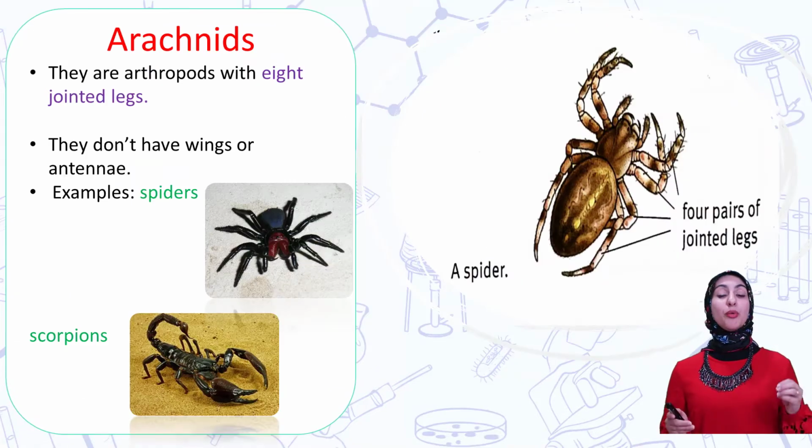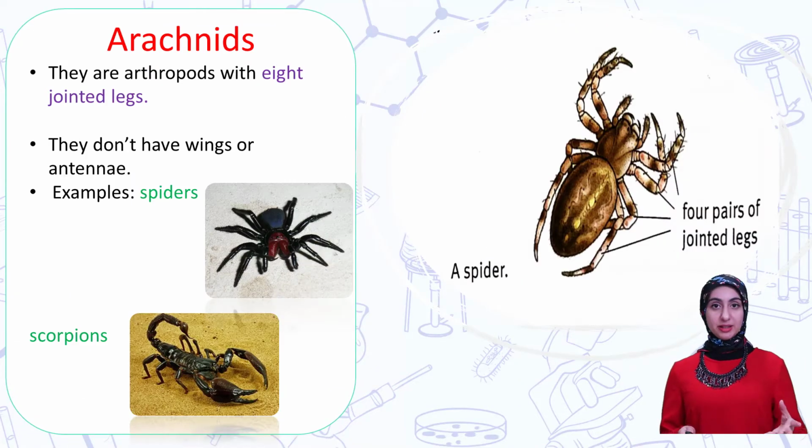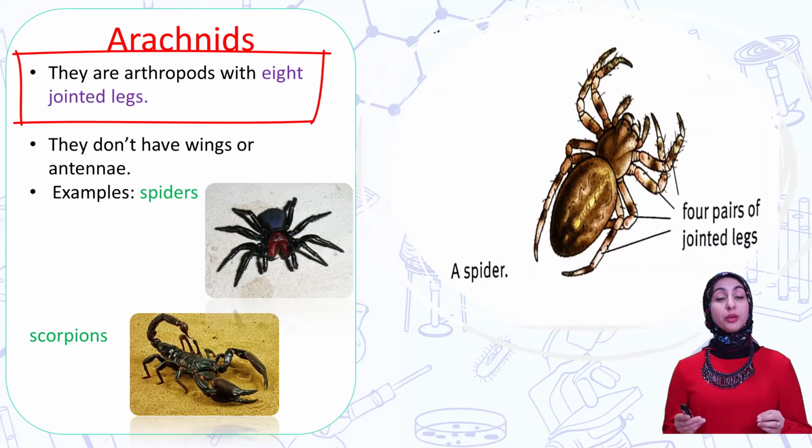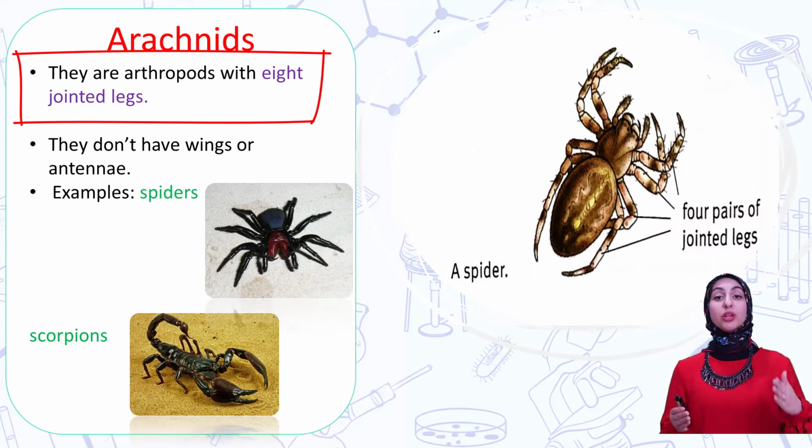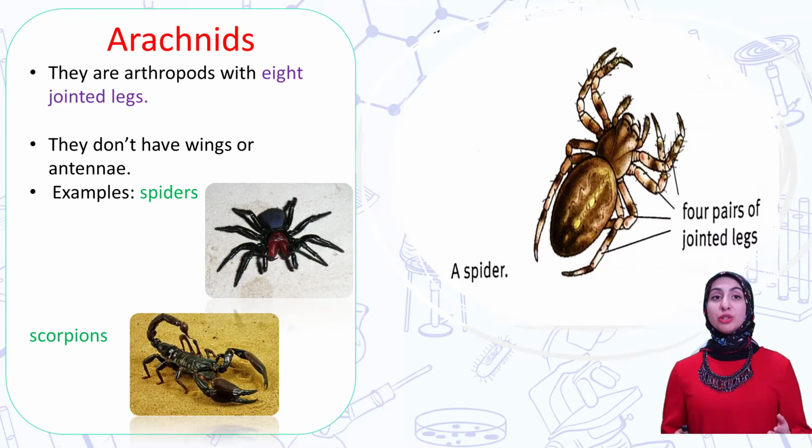The second group of arthropods is arachnids. Arachnids are arthropods with 8 jointed legs. This means they have 4 jointed legs on each side. Number 2, they don't have wings or antennae. For example, spiders and scorpions.